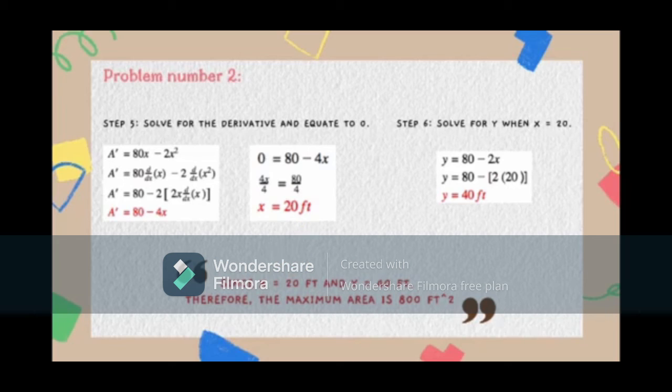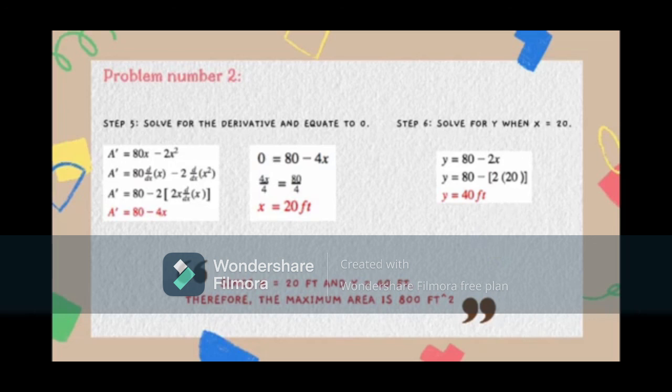Then we solve for y, or the length of the rectangular garden, with the identified x value. So we are going to use here the equation 1, which is y is equal to 80 minus 2x. And we're going to substitute the x value to the x variable here. So it's going to be 80 minus 2 times 20. And 2 times 20 is 40. 80 minus 40 is 40. That means y is equal to 40, or the length of the rectangular garden is 40 feet.